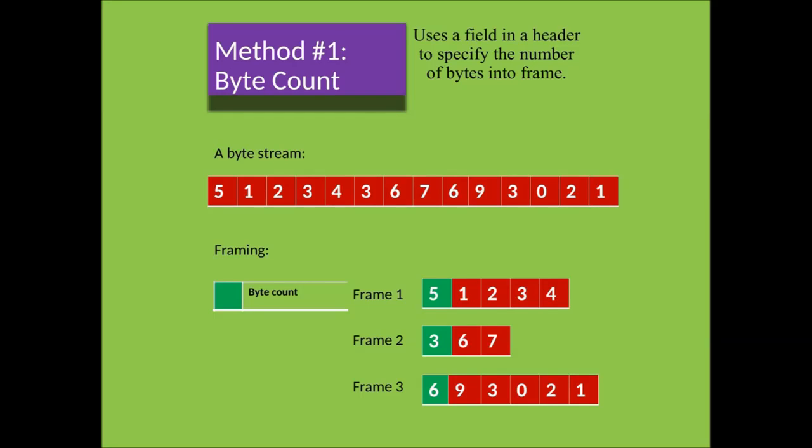Dear students, you can see a byte stream 5, 1, 2, 3, 4, 3, 6, 7, 6, 9, 3, 0, 2, 1. These are different bytes. If we create frames of variable size, you can see frame number 1, frame number 2, and frame number 3. In frame number 1 there are 5 bytes, in frame number 2 there are 3 bytes, and in frame number 3 there are 6 bytes. These bytes are counted and the number is shown in the header. So this is the method of byte count.